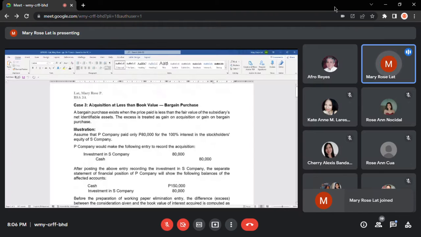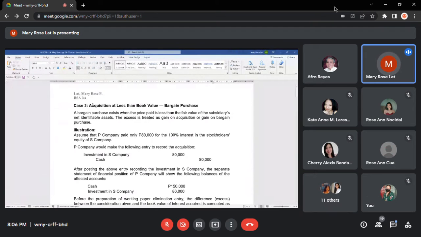Good evening, everyone. I'm Mary Rose Lack, and I'll discuss the continuation of the report. Case number 3, acquisition at less than book value, bargain purchase. A bargain purchase exists when the price paid is less than the fair value of the subsidiary's net identifiable assets. The excess is treated as gain on acquisition or gain on bargain purchase.